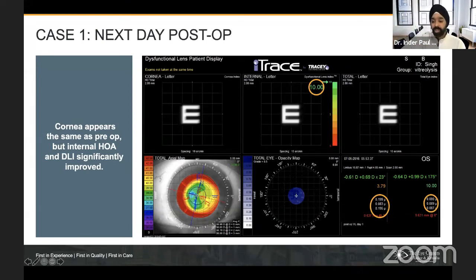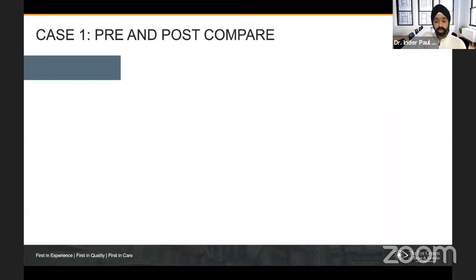And look at the internal quality of optics. The aberrations internally went down from 0.195 to 0.087. The cornea did not change. The refraction pre and post did not change. So in other words, what we're finding is that quality of vision can be assessed, and we can now see the benefits of quality of vision pre and post.